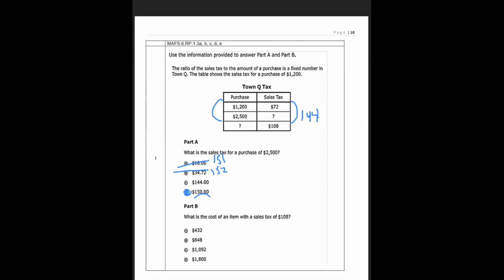And now that we've done the next one, we can use a similar logic. Someone already put the answer in the group chat, but I'll just tell you guys what the answer is most obviously. 108 is between 72 and 144. So that means our missing purchase has to be in between 1,200 and 2,500. This isn't in between, this isn't in between, this isn't in between, this is the answer. See how that was kind of easy to do?